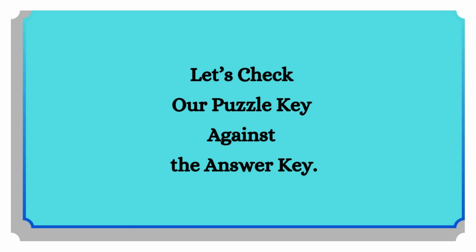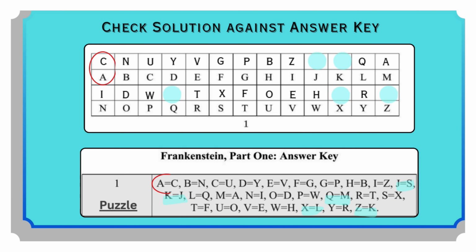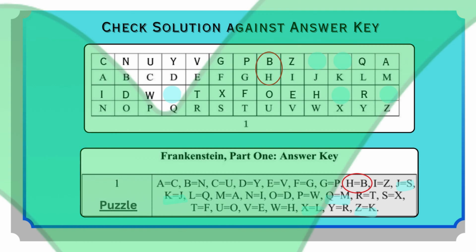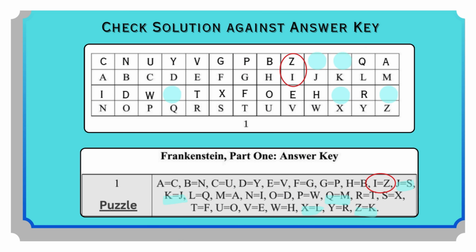Let's check our puzzle's key against the puzzle's answer key. A is encoded as C. B is encoded as N. C is encoded as U. D is encoded as Y. E is encoded as V. F is encoded as G. G is encoded as P. H is encoded as B. I is encoded as Z. L is encoded as Q. M is encoded as A. N is encoded as I. O is encoded as D.